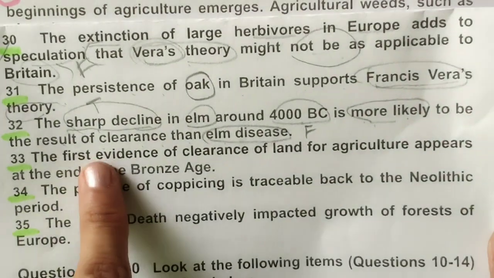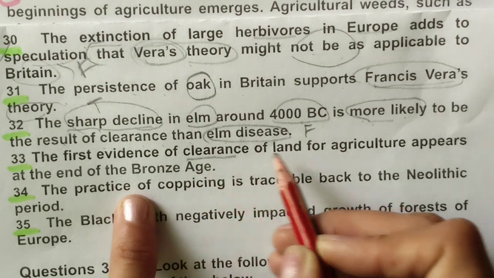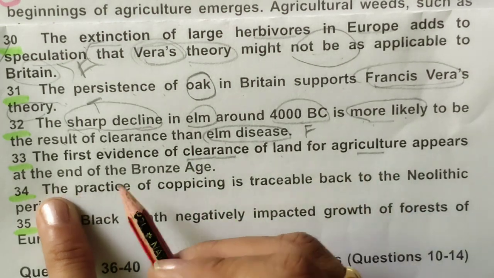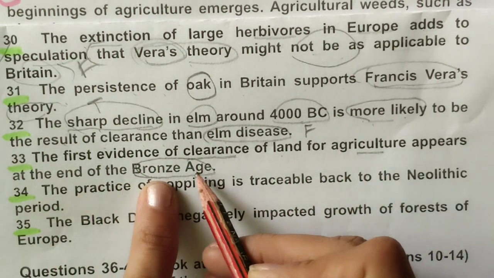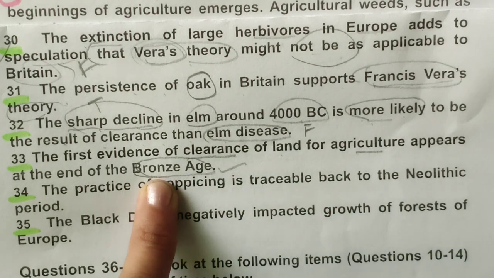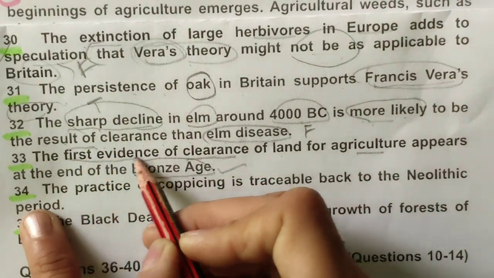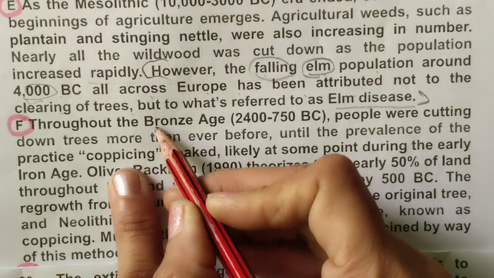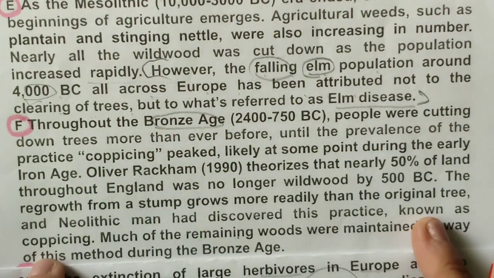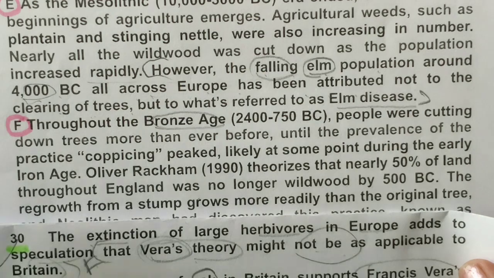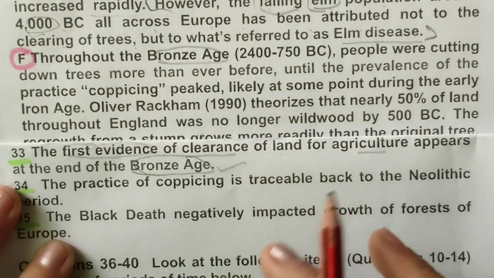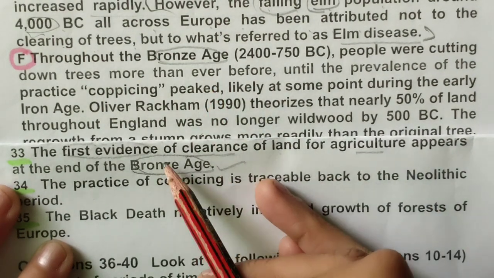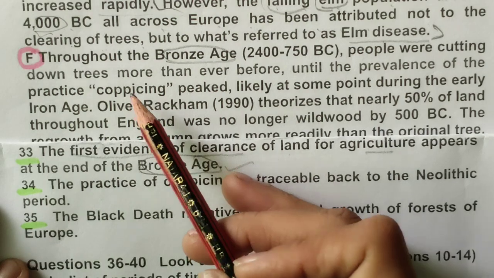Now number 33: the first evidence of clearance of land for agriculture appears at the end of the Bronze Age. Let's find this Bronze Age, and first evidence also we have to find. Now Bronze Age is in the next paragraph. See this, now I will show you, just a minute. So now we have got this Bronze Age. Now the question is clearly visible to you.